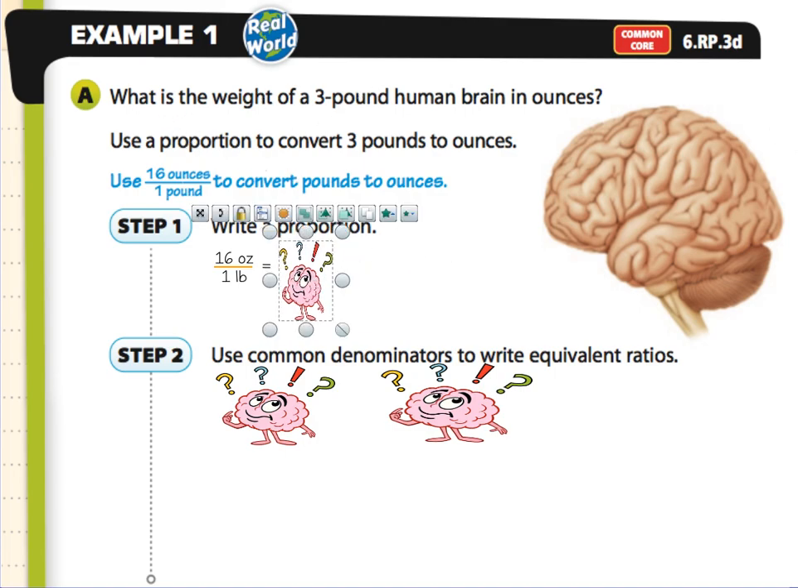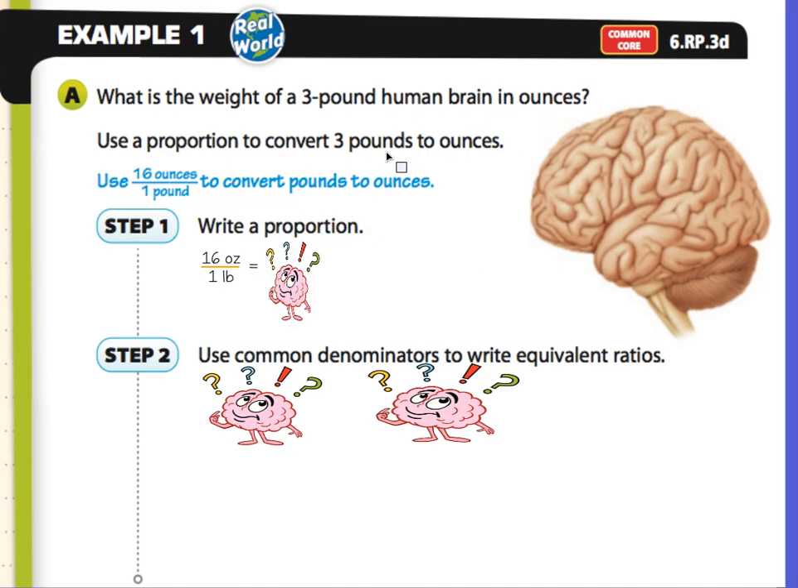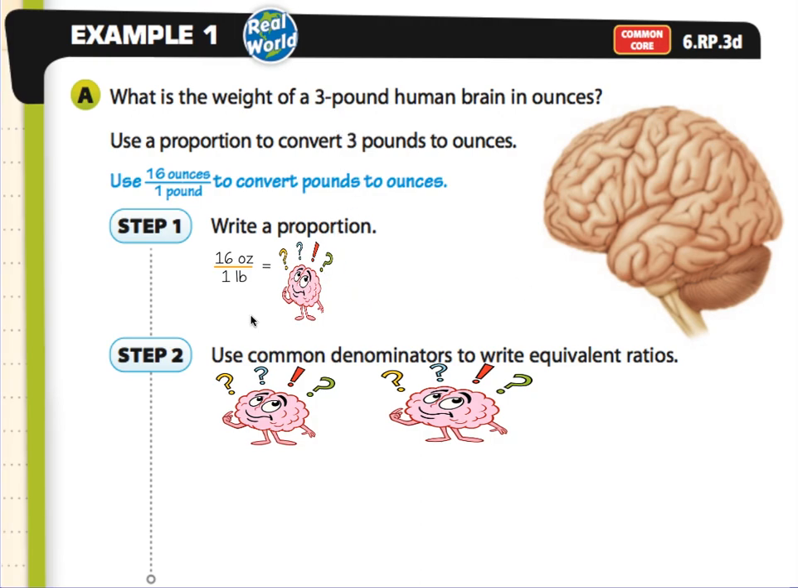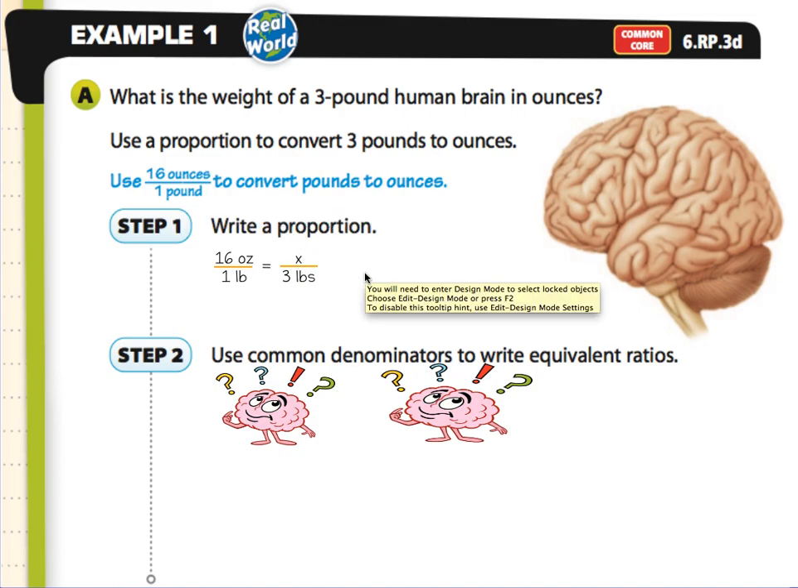So in this case, we have a 3-pound human brain. So if you have a 3-pound human brain and you want to know how many ounces that is, we're setting it up in a proportion. We have to remember that pounds has to go across from pounds, and ounces has to go across from ounces. So we're going to put X on top.